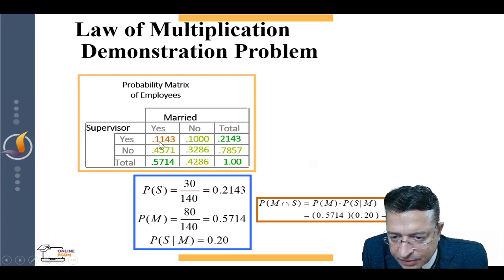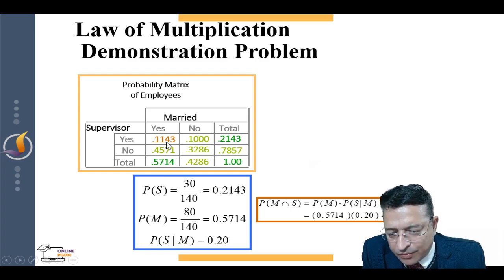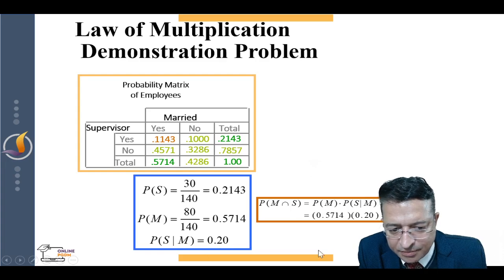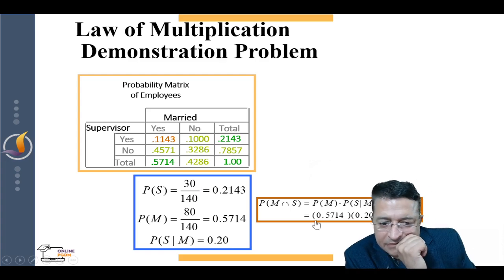So this 0.1143 is divided by the total probability of the married. Because the probabilities are already given, we can just take a ratio of these two and you will get this number. So you multiply and you can find out this thing. Now, when we are talking about just the intersection, married and supervisor, you can calculate the intersection. But suppose you have to calculate this part, how to calculate?